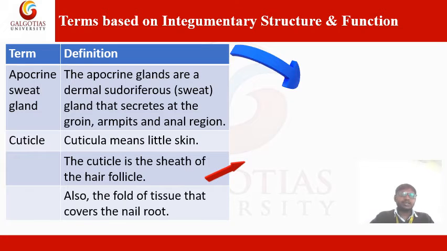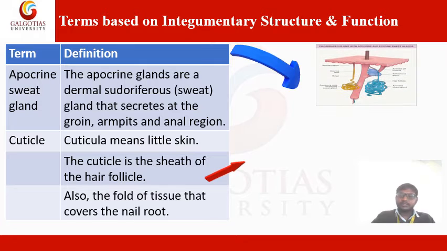And next, the term apocrine sweat glands. The apocrine glands are dermal sudoriferous sweat glands that produce sweat and secrete at the groin, armpit and anal region. Mostly they are present in these skin regions. You can see this gland here; these are the apocrine glands present here.